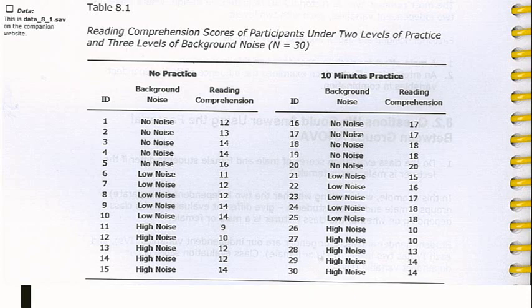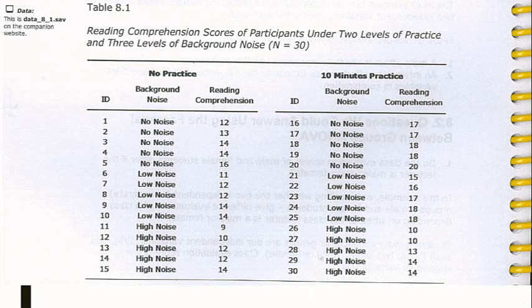They're divided, so the first 15 participants are the participants who did not get to practice before they took their test. There are 3 groups within that group: 5 participants who took the test when there was no noise, 5 who took the test in the presence of a low level of background noise, and 5 who took the test in the presence of a high level of background noise. And ditto for the 15 participants who got to practice before they took the test.